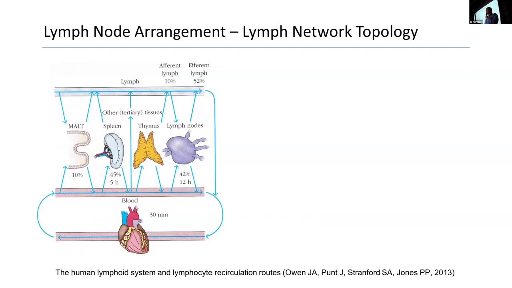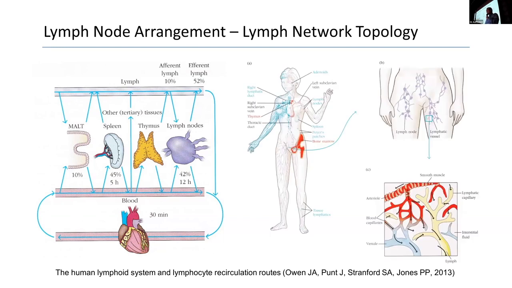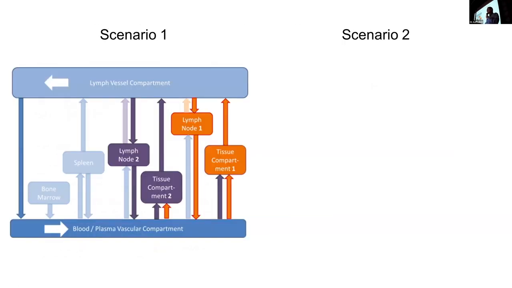Looking at the lymph network topology, you can see that the lymph nodes are connecting the blood circuit, which is a closed circuit, to the lymph vessel circuit, which is an open circuit. In principle, looking at the lymph circuit, it's a network, and you can see all these lymph nodes in this network. And it's clear that there can be different arrangements of lymph nodes, which are sensing the antigenic patterns in different regions. This led to 2 scenarios.